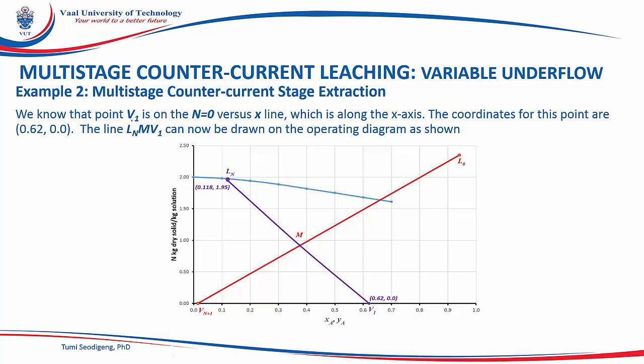We know that the point V1 is on the n equals 0 versus x line, which is along the x-axis. The coordinates for this point are 0.62 and 0. So then we can position all the points that we've been calculating the coordinates for. We can position L0, we can position Ln, we can position M, we can position Vn plus 1, and then we can position V1 in the diagram as shown. Now we have a good starting point to continue with our calculation.